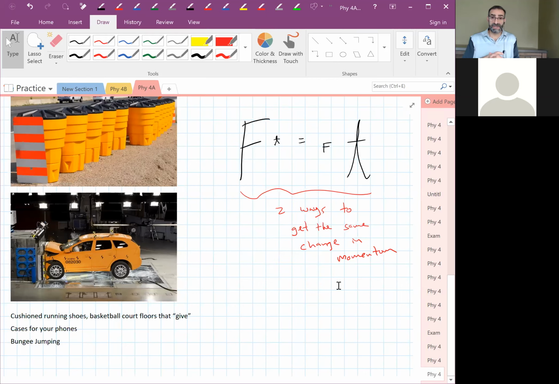If I asked you if you were running and you fell down and landed on a concrete sidewalk, or you were in the gym running on the basketball court and you fell down, which would hurt more? You'd say the sidewalk, because you might use terms like the gym floor gives a little bit, or it has some flex to it. That tiny amount, you might not think it's much, but think about the time interval that these collisions are taking place. The time intervals are very short.